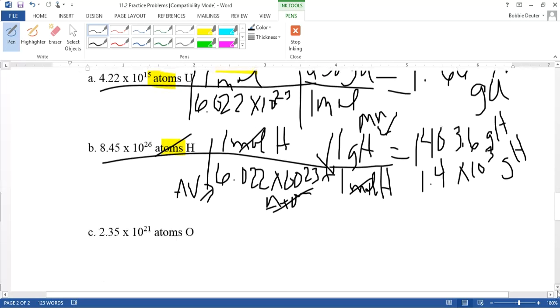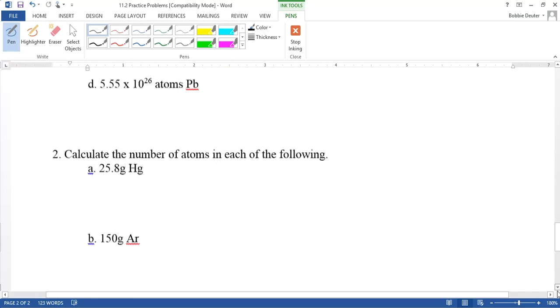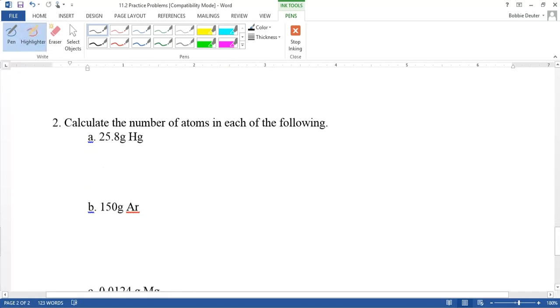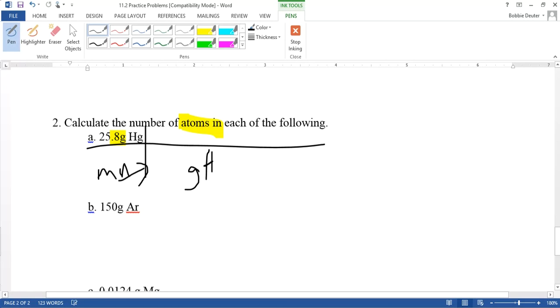Again, on the extra problems, I'll do the other ones. But what if we're given grams here and we need to go to atoms? Here's where we're going to start. Our molar mass goes here. Again, we have to cancel out those labels of grams. So we look at our periodic table and find that mercury is 201. It's 1 mole of mercury on the top. Labels cancel out. We have to go 1 mole down here of Hg.